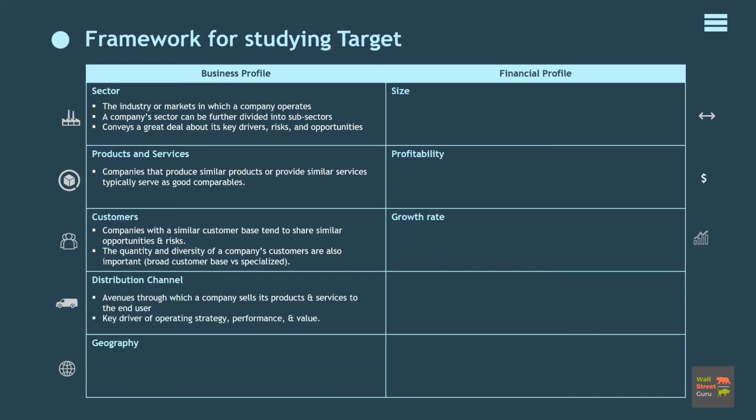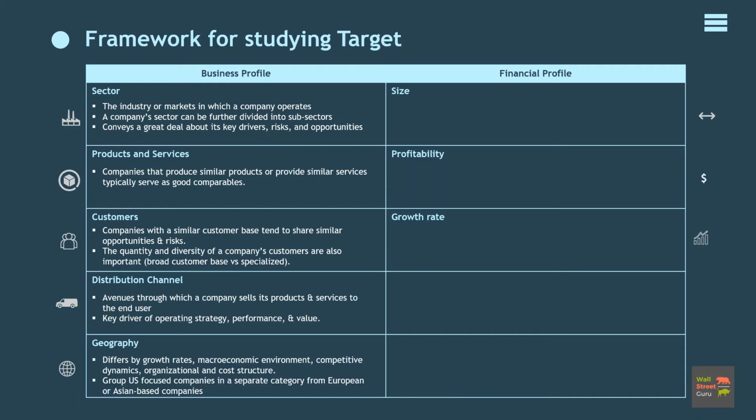Distribution channels are the avenues through which a company sells its products and services to the end user. As such, they are a key driver of operating strategy, performance, and ultimately, value. Companies that sell primarily to the wholesale channel, for example, often have significantly different organizational and cost structures than those selling directly to retailers or end users.